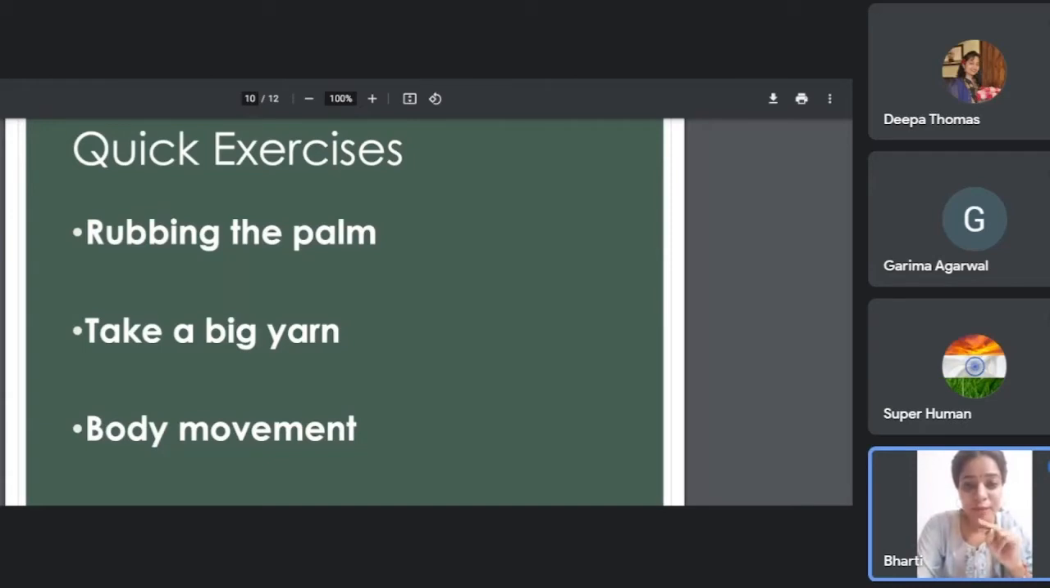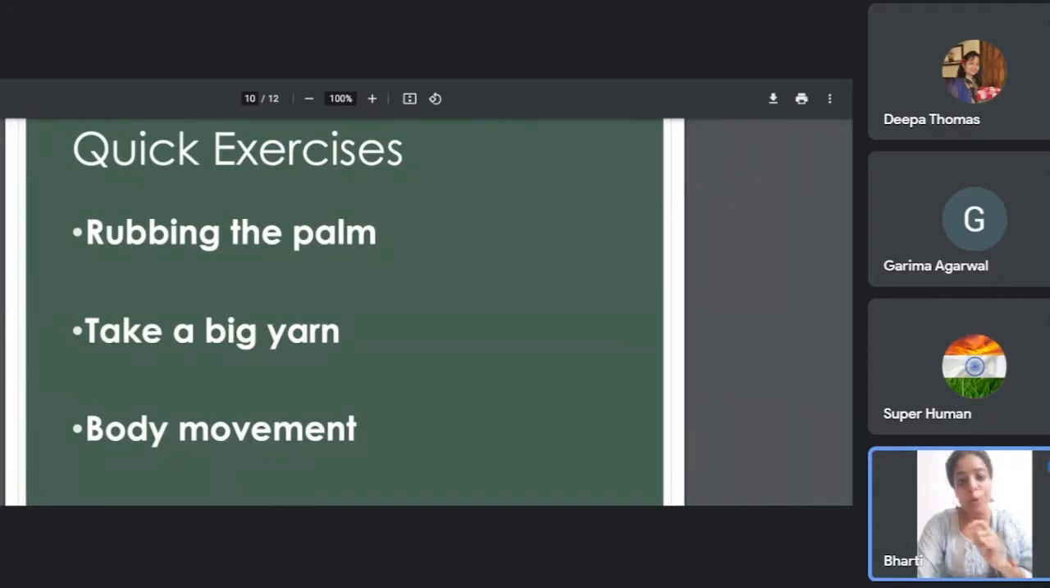The second tip is to take a big yawn. Have you seen dogs? They get so bored. Yes, they yawn. When dogs are sitting, they just yawn again and again because they feel so bored. So when we feel bored or when we think a lot, we have to do a yawn exercise. When you take a yawn, it means you are supplying oxygen to your brain.